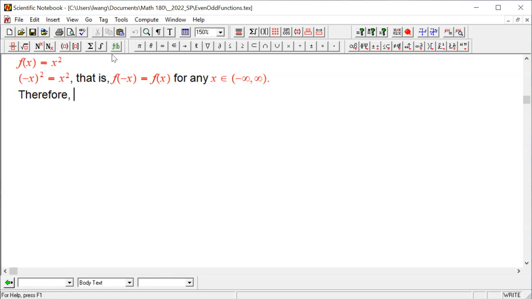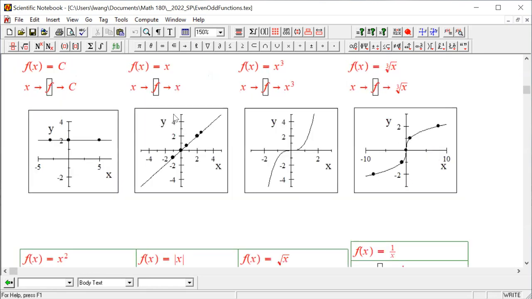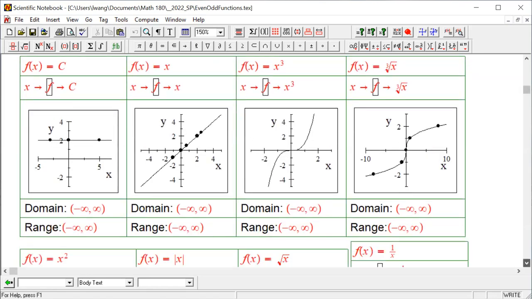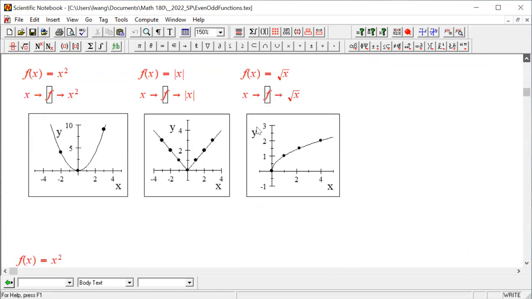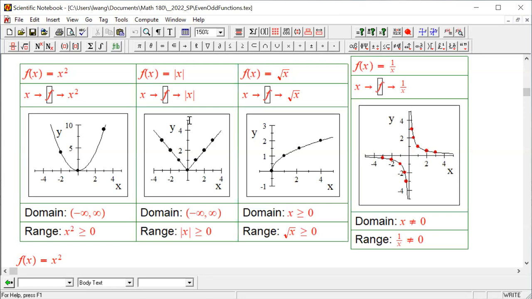And we see that obviously from the picture, right? So this function is even. And go back, we talked about this function being even. How about this one? Well, this one cannot be even.